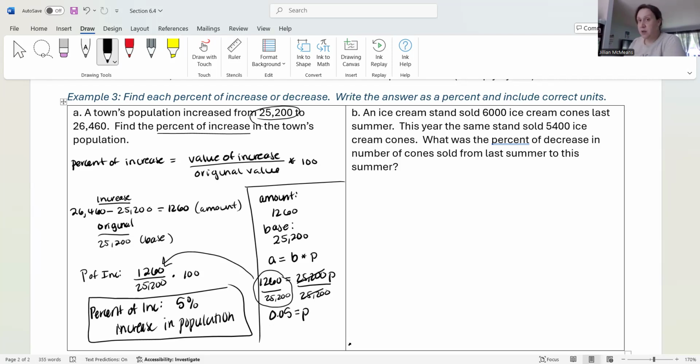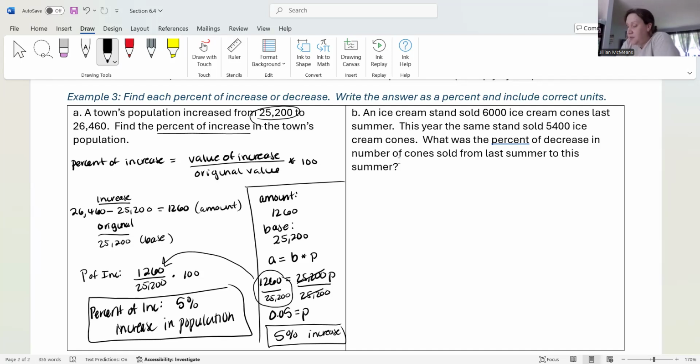And then we know that in the percent equation, we have to take our percent answer and convert it to a decimal. So we would get a 5% increase in population. So you get the same answer whether you use this formula or you use the equation. Know that the formula came from this idea that to find the percent, we take the amount and divide it by the base.